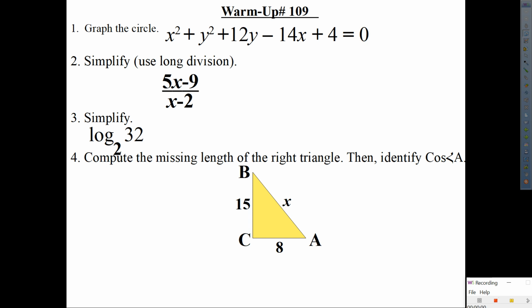So they give us a right triangle. They give us C at the right angle of that triangle. And then we got A on one side, B on the other. And then we have sides 8, which is on the side length CA, and 15 on the side length CB or BC. So basically we need to figure out what BA is, or the hypotenuse first, and then identify the cosine of A. All right, so with that said, copy that, and we'll get started in a little bit.